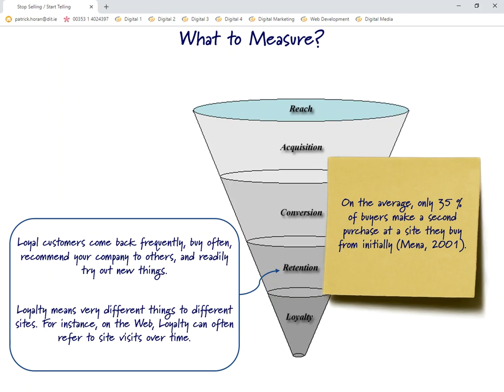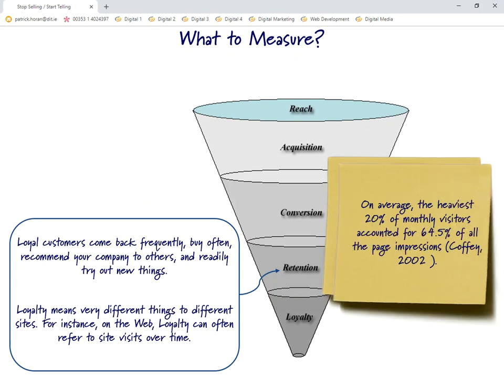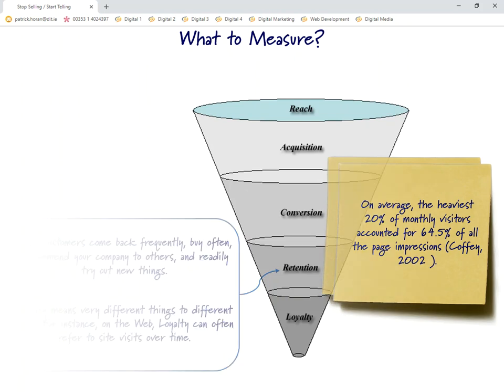On average, only 35% of buyers make a second purchase at the site they buy from initially. Really important that we try and move this along. On average, the heaviest 20% of monthly visitors account for 64% of all the page impressions. So again, that's looking at loyal customers.